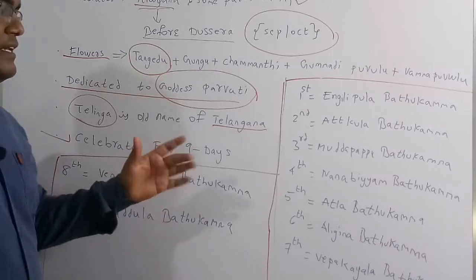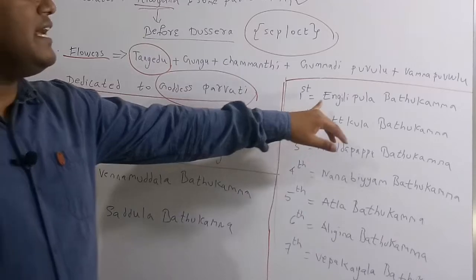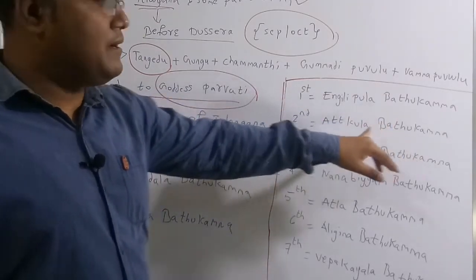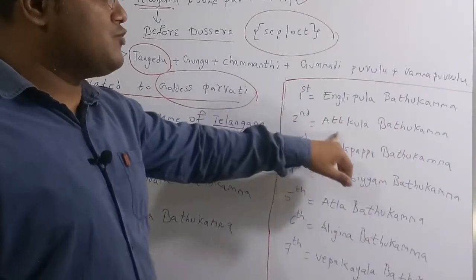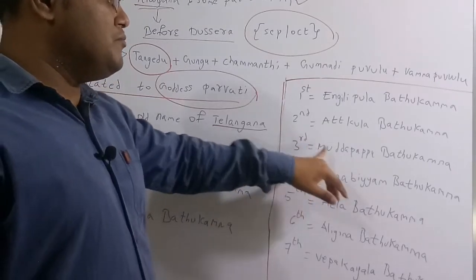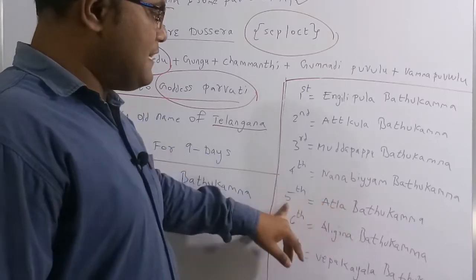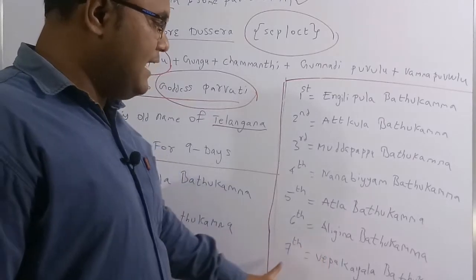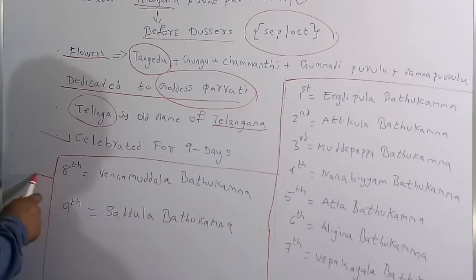Now we will discuss what the Batkama is called on each day. The first day we call Englipula Batkama, and the second day is called Atkula Batkama. The third day is called Muddapapu Batkama, the fourth day is called Nana Biyam Batkama, and the fifth day is called Atla Batkama. The sixth day is called Aligina Batkama, the seventh day is called Vepakaila Batkama, the eighth day is called Vennamuddala Batkama, and the ninth day is called Sadula Batkama.